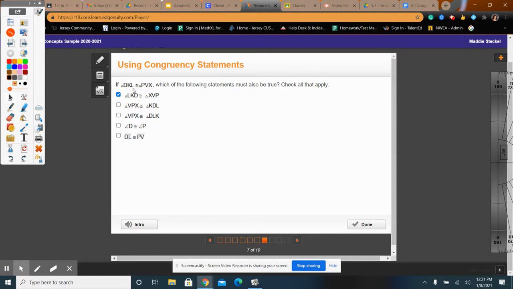V is second, needs to match with K. That's okay. P is first, needs to match with D. Looking good. X and L are last. You could write it that way also. But you can't mix it around.